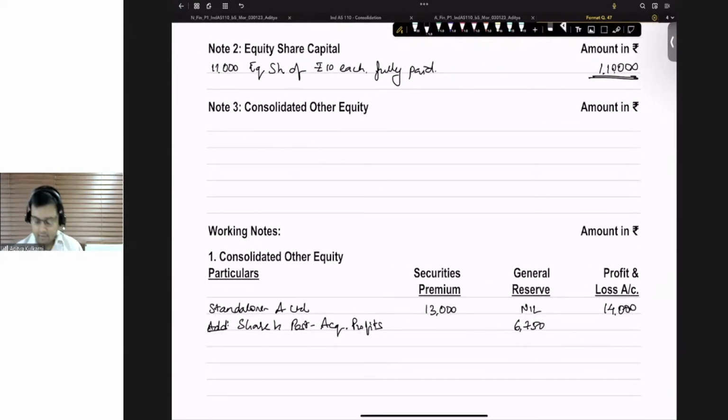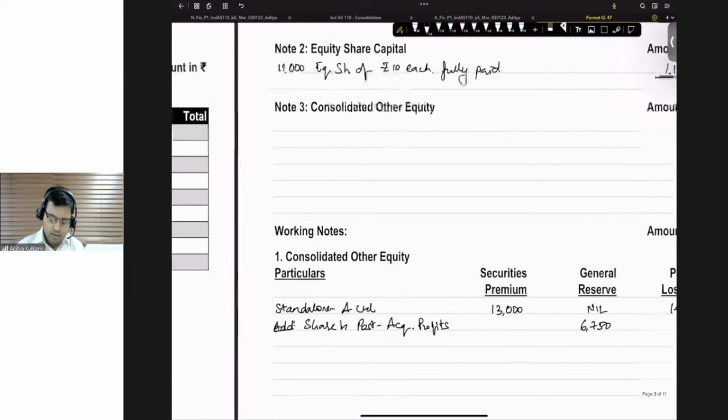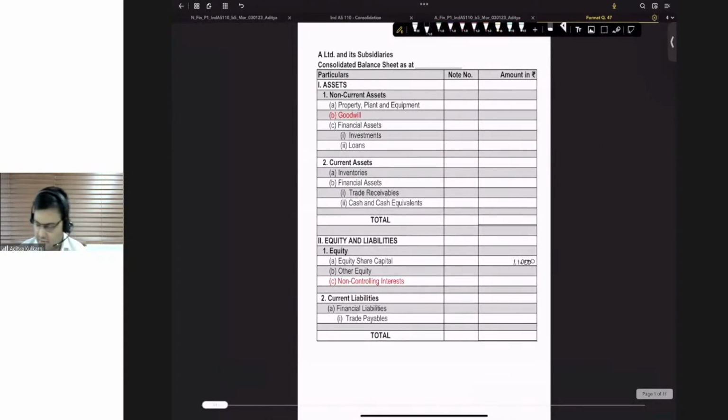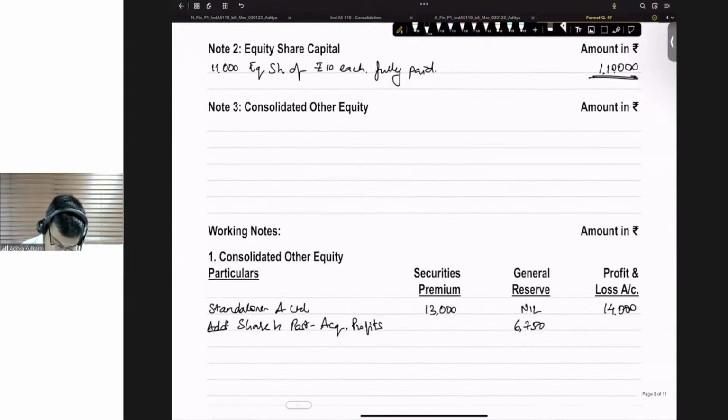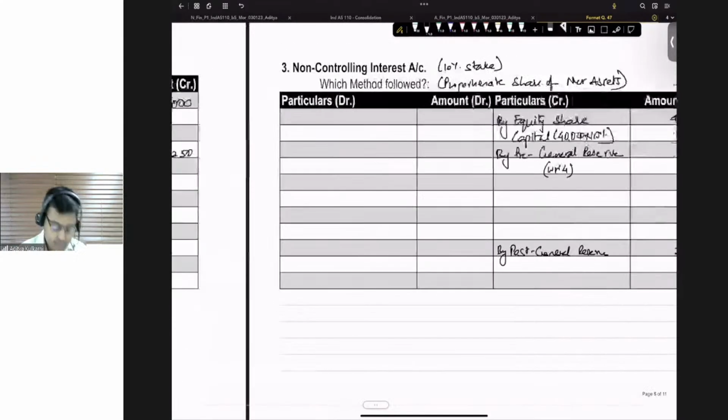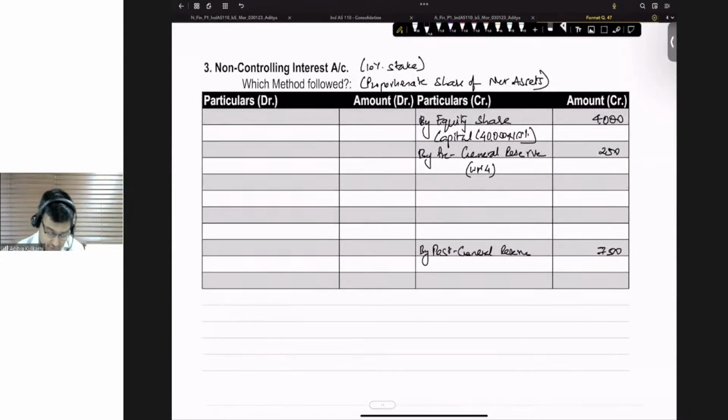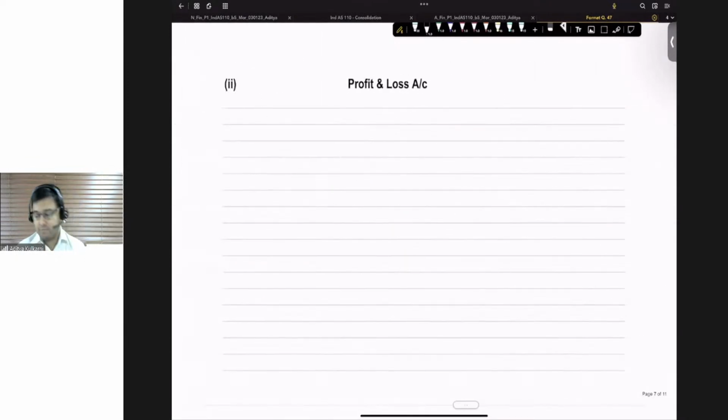Okay, fine. See, the problem with consolidation is it's very, very lengthy and it consumes a lot of time. But the other advantage is it is also very scoring. So we cannot leave it, because question will definitely come from there.